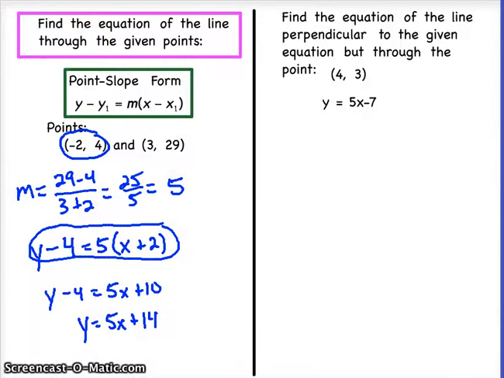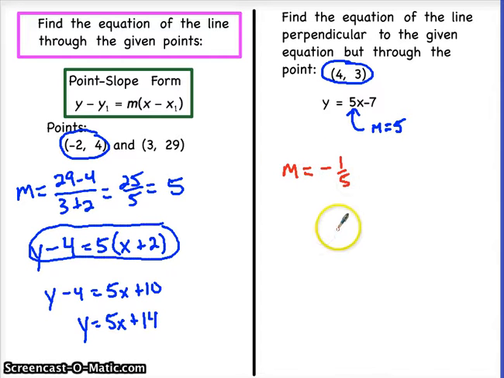Now on the right is the type of problem you might also see related to this idea. Find the equation of the line perpendicular to the given equation, but through the given point. So where we chose (-2, 4) over here on the left, that's where we're going to use our point (4, 3). However, in order to get our slope, instead of using our slope equation, we're going to look at this given equation. Since the slope of that equation is m equals 5, the slope that we're going to use is the perpendicular slope. So our slope is going to be negative 1/5.